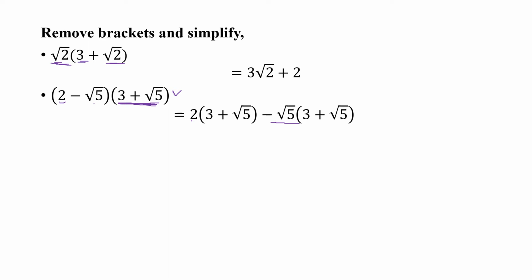Then just like in algebra, we are now removing brackets. This 2 is multiplying everything in these brackets. So 2 by 3, we get 6. 2 by root 5, we get 2 root 5. Minus root 5 by 3, we get minus 3 root 5. Minus root 5 by root 5, we get minus 5. Then let's collect like terms and simplify.